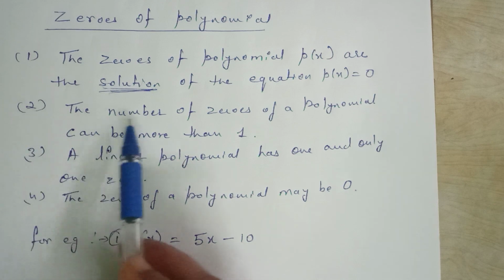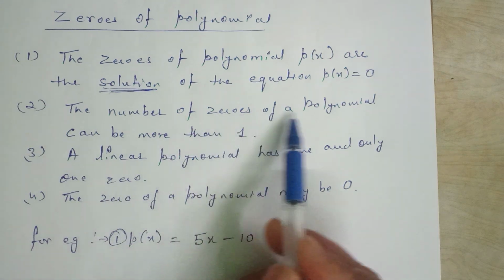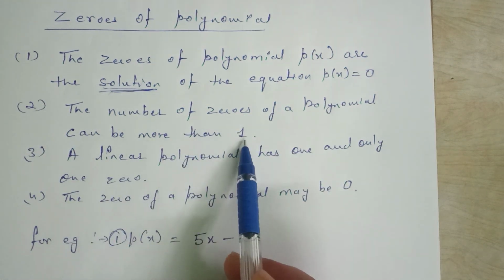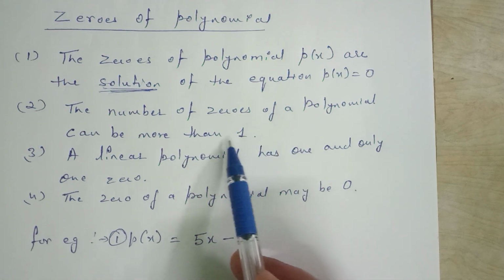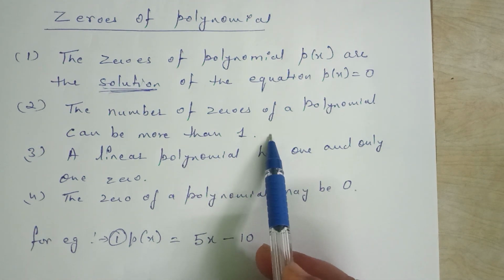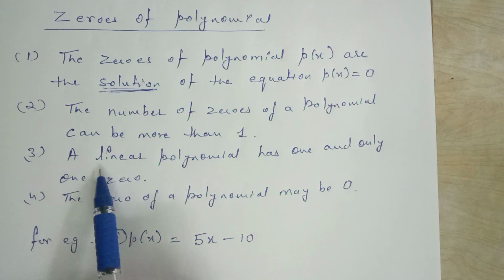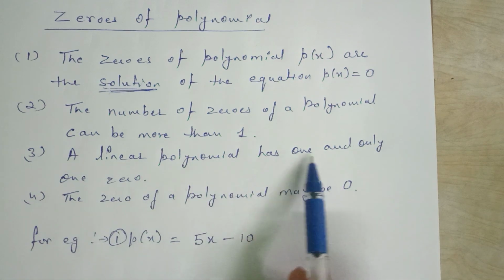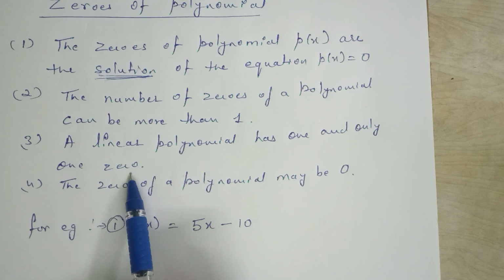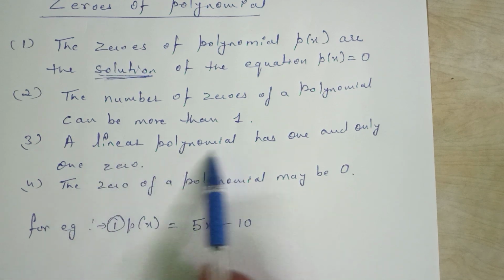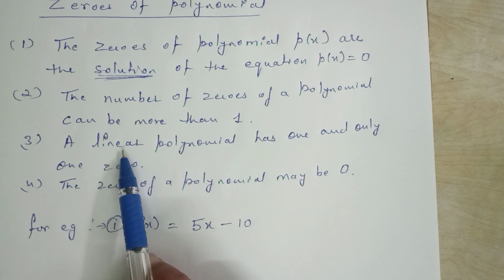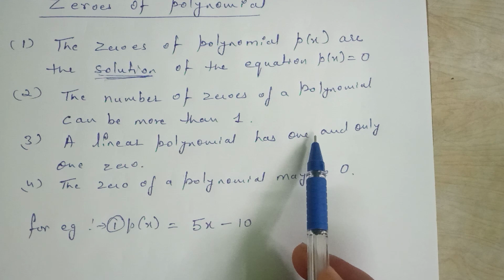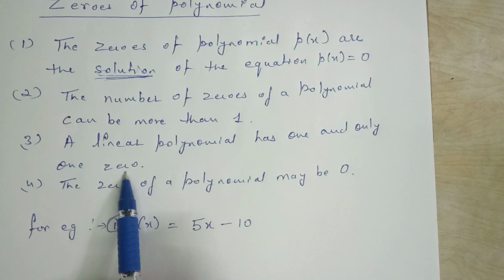Number two, the number of zeros of a polynomial can be more than 1. If we have to find the zeros of a polynomial, it may be 1 or more than 1. Third, a linear polynomial has one and only one zero. This is the main point that you have to remember. A polynomial with degree 1 is called a linear polynomial. A linear polynomial always has how many zeros?